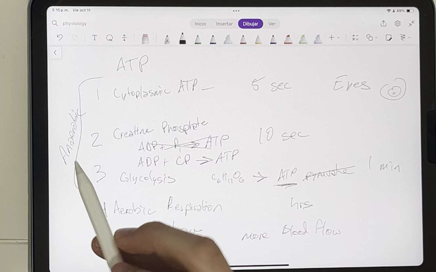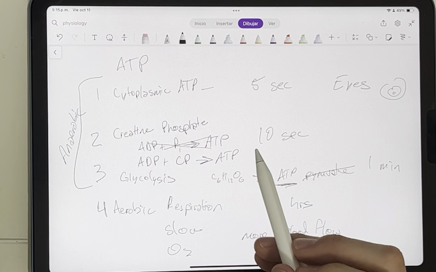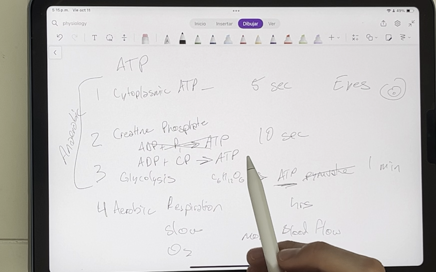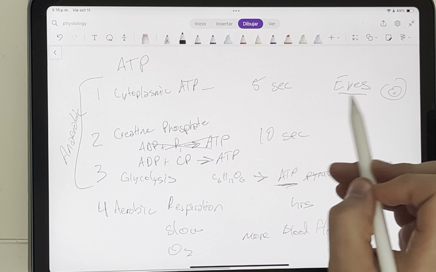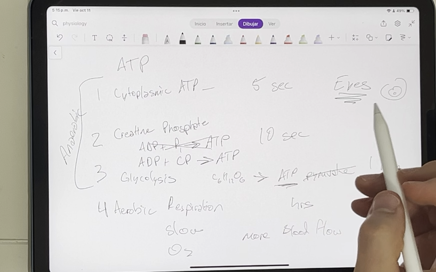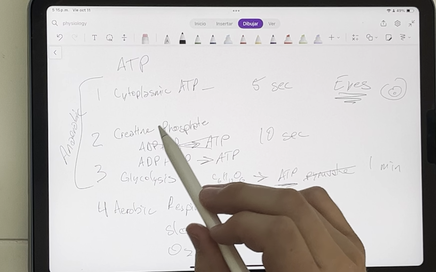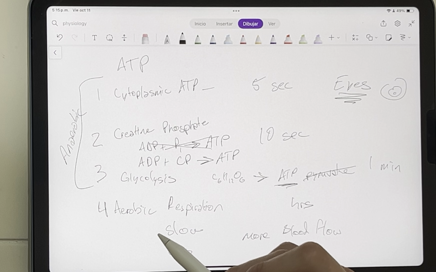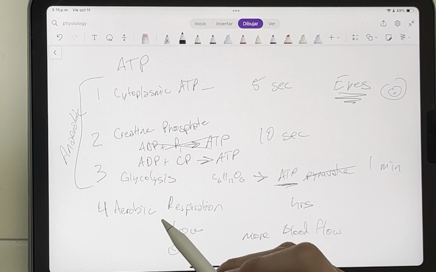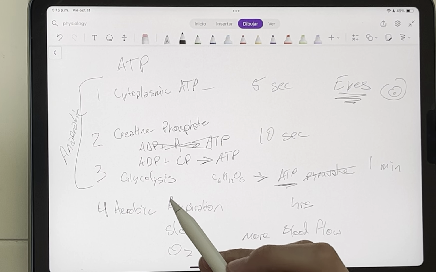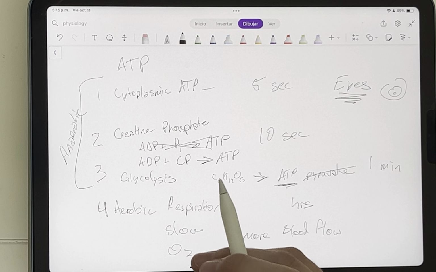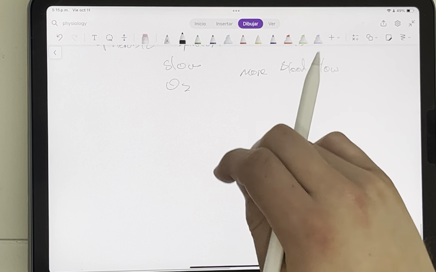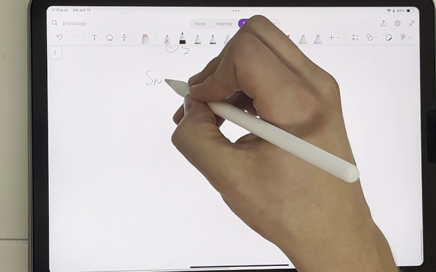However, these are really useful because they're anaerobic, they're fast. They don't require oxygen, so they don't require as much blood flow. Like in our eyes, there's less blood flow, but it doesn't need as many nutrients because it doesn't go through as much aerobic respiration as other muscles do in the body. So those are the advantages and disadvantages and what conditions they'd be used under. So now we're going to move on to smooth muscle.